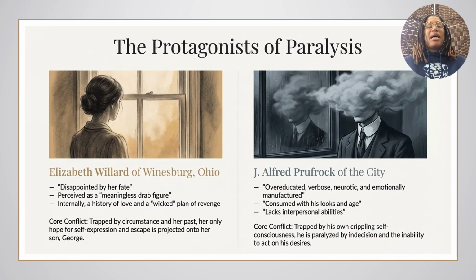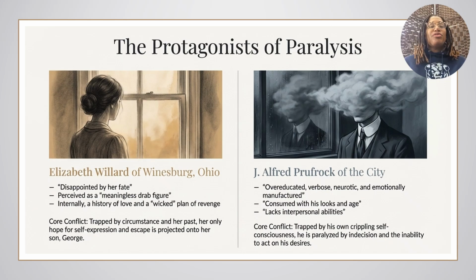She is seen by others as drab and insignificant, but internally she carries desire, regret, and a sense of wasted possibility. Her conflict is not simply personal weakness. It is the way her past, her social position, and her community's expectations restrict what she can become. One important detail is how her hope for escape and self expression gets redirected onto her son, George, as if his future is her last available outlet.